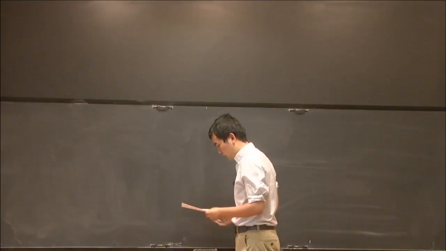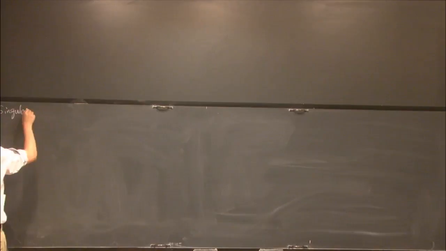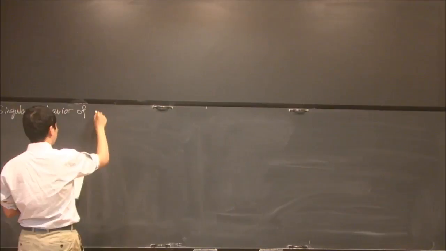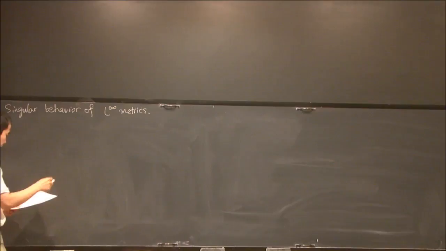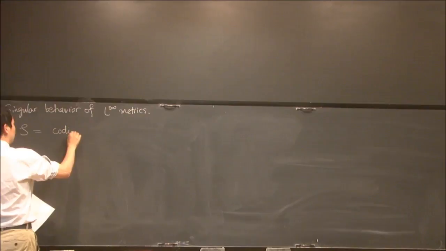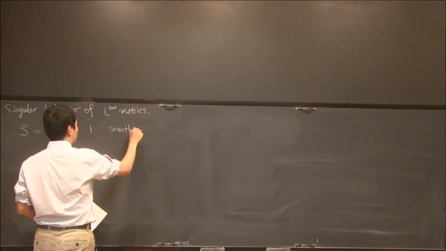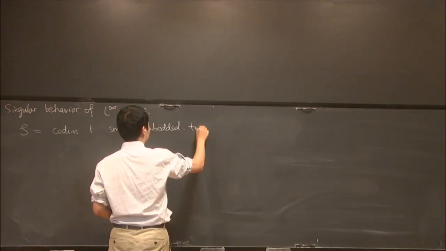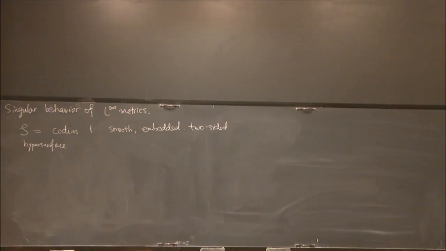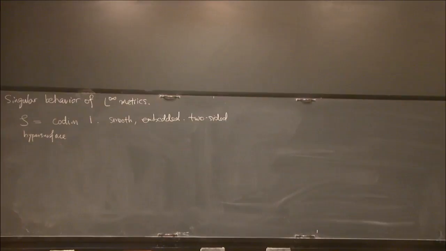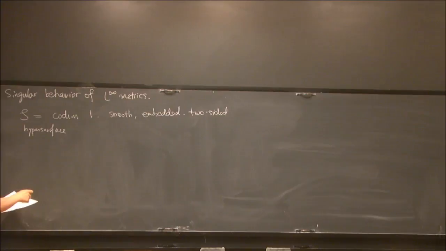Okay, so let's discuss the singular behavior of L infinity metrics. All right, so let's look at the simplest case. The best understood case is when the singular set S is a codimension one, let's say smooth, embedded and two-sided hypersurface. So when the singular set is a smooth topological submanifold of codimension one, then we have the following theorem.